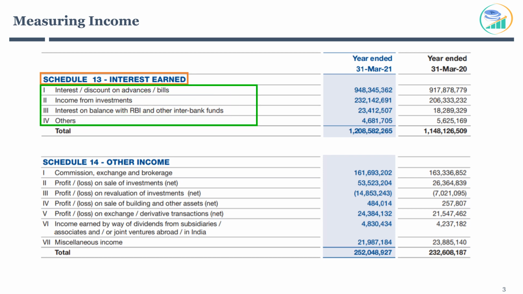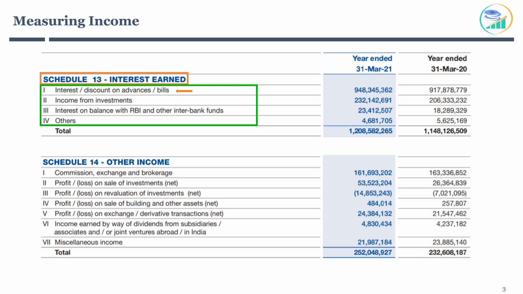Let's start with interest or discount on advances or bills. This is the interest income earned on loans given to customers. The customers can be retail, like individual people borrowing money for a home loan, personal loan, vehicle loan and so on. The other category is wholesale loans. This refers to loans provided to corporates.